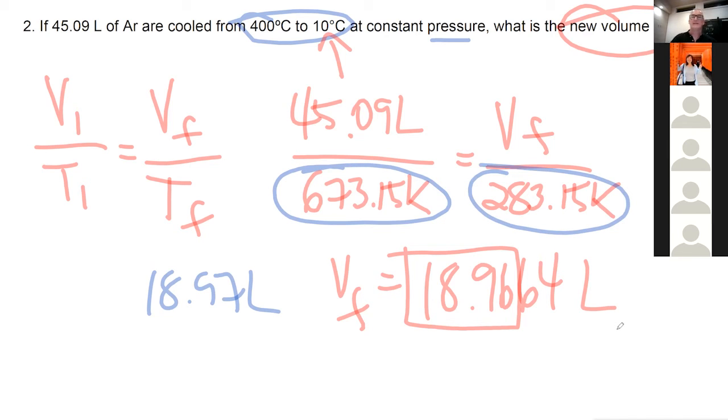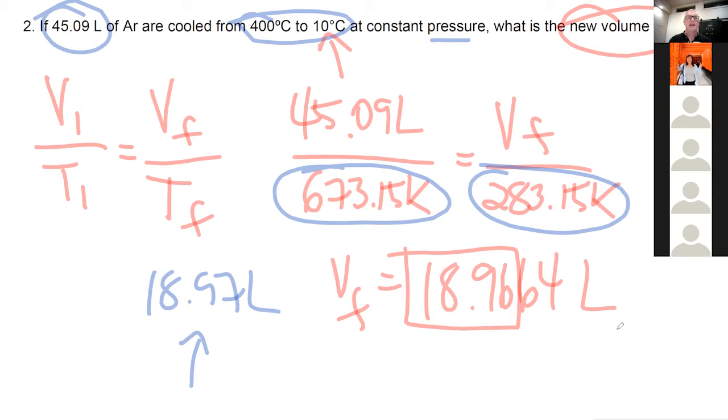your temperature has pretty much gone down by a little more than a factor of 2. So your volume should have gone down by a little more than a factor of 2. And then when you look at it, it was 45 and now it's 19. So it's gone down by a little more than a factor of 2. So that sounds right. So you should be fairly confident that you must have put this together properly.